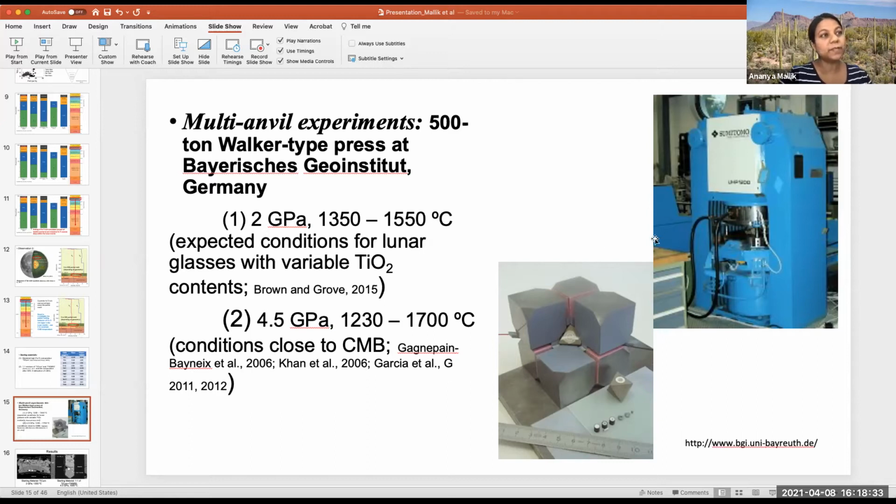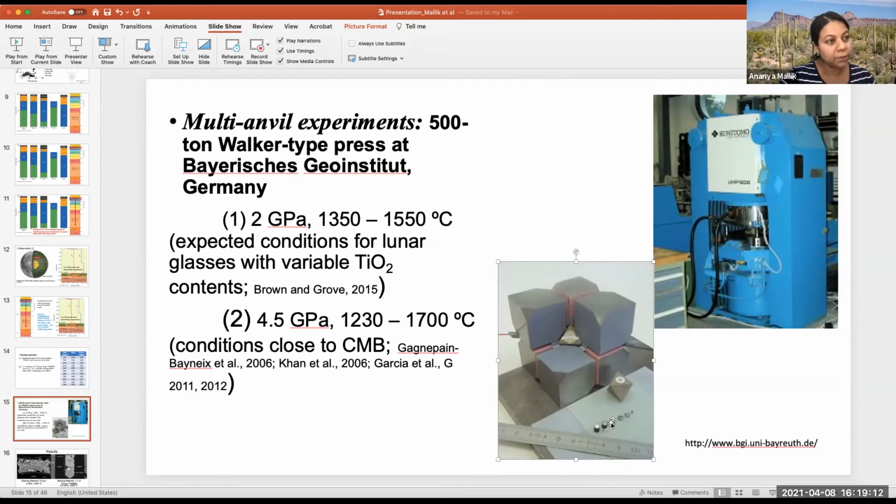What we do in these kinds of experiments is we take our starting material, the one that I talked about before, in the form of a powder, and put that in a really tiny capsule. Then the capsule goes inside a bunch of refractory material spacers, and then this graphite furnace, this black thing here, and then this whole thing goes inside this magnesium oxide octahedra, surrounded by tungsten carbide anvils. Then this whole thing will actually go inside the press.